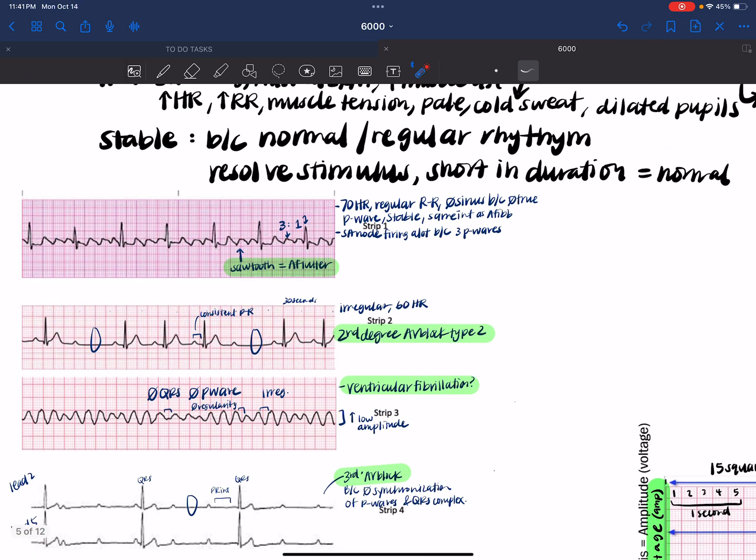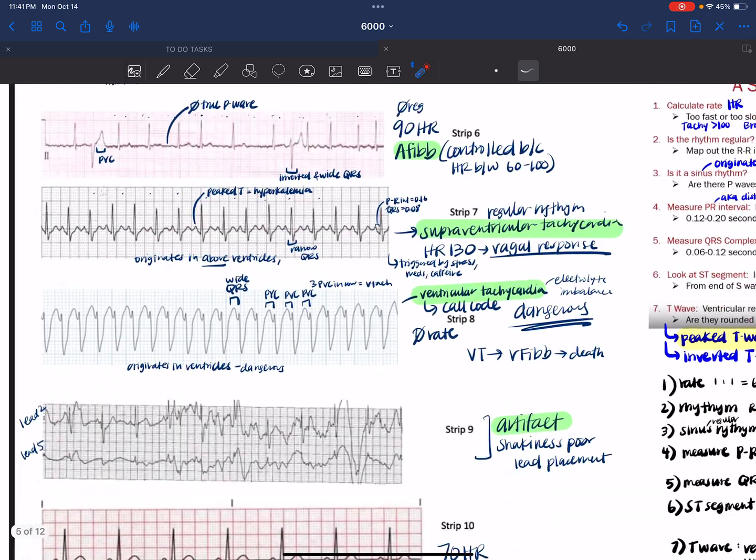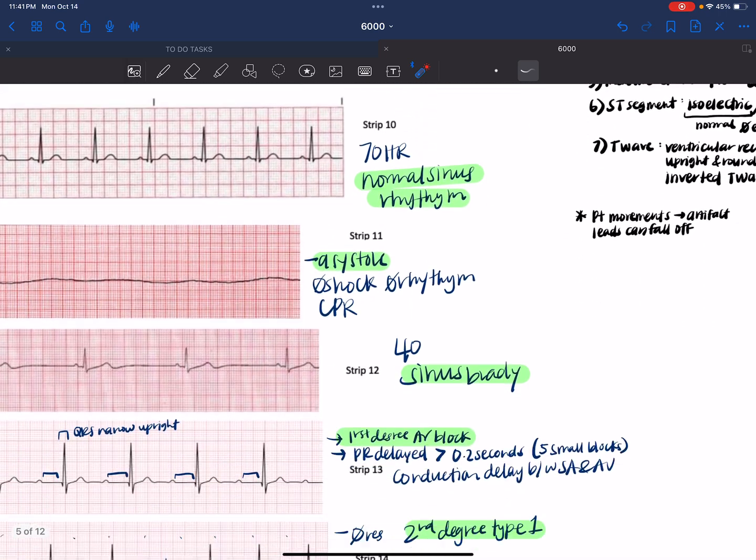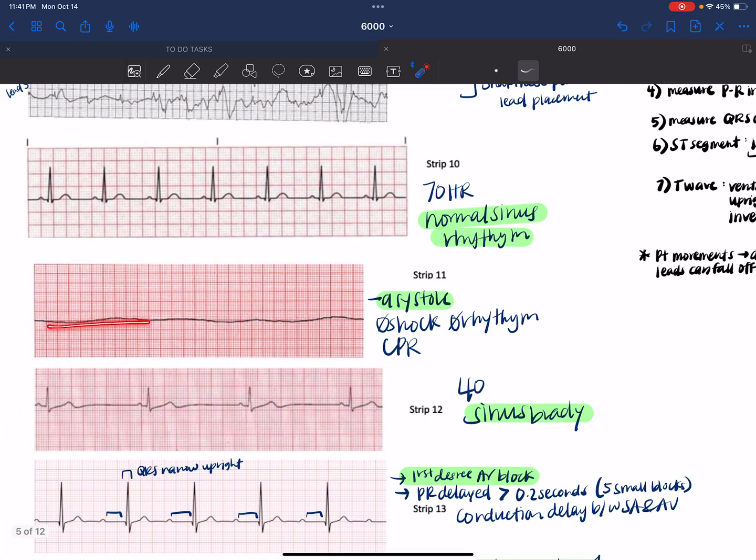I think I talked about AFib. Let's look at asystole. You can't shock it, you need to do CPR.